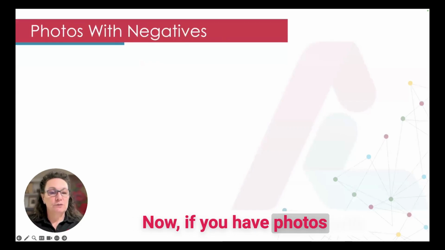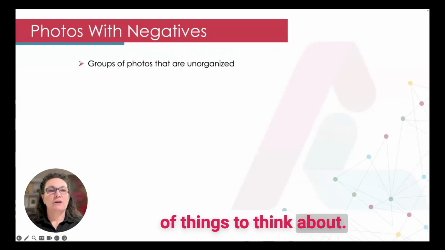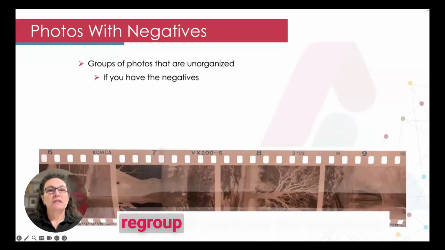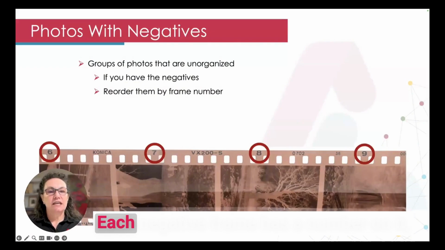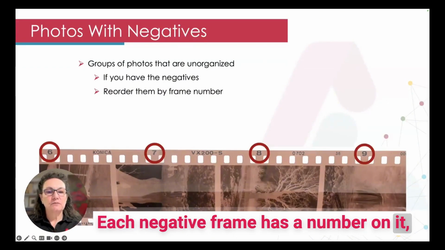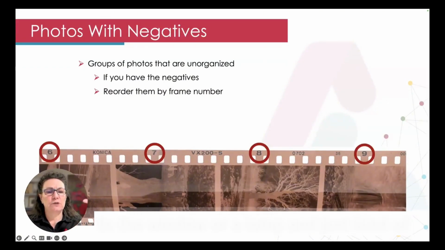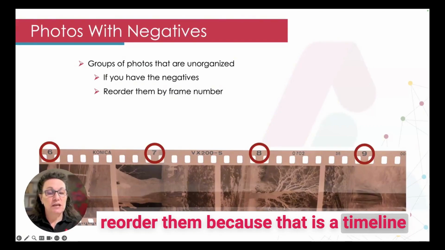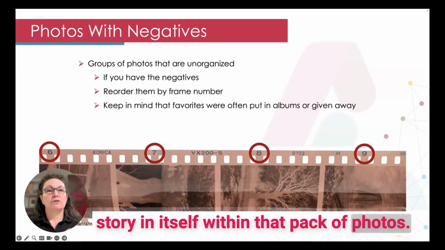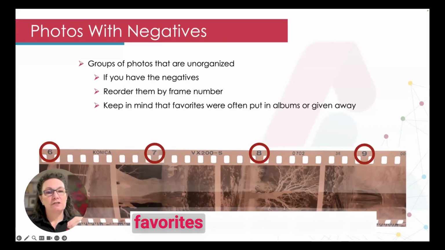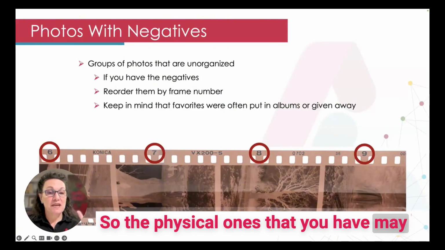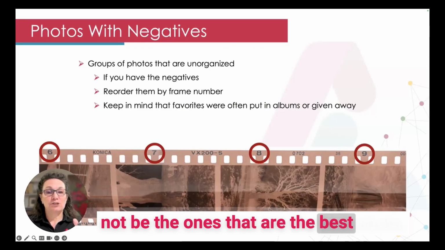Now, if you have photos with negatives, there are a couple of things to think about. Grouping the photos that are unorganized that you need to regroup. If you have the negatives, each negative frame has a number on it. So you can simply hold your negatives up to the window or a lamp and just kind of reorder them because that is the timeline story in itself within that pack of photos. And then keep in mind that favorites were often pulled out or given away, put in albums. So the physical ones that you have may not be the ones that are the best shots.